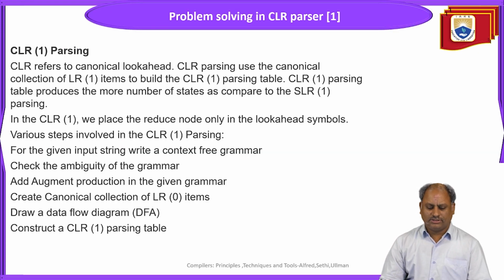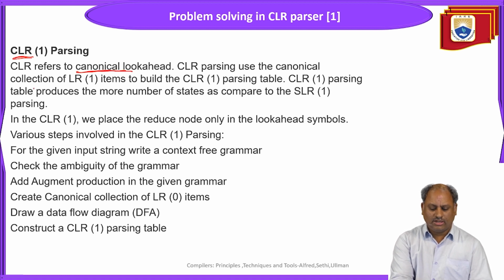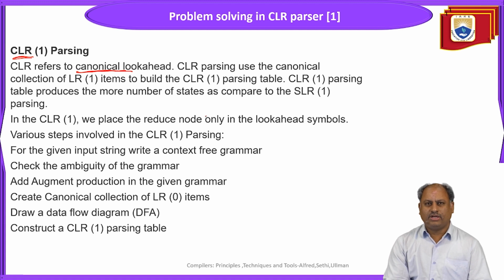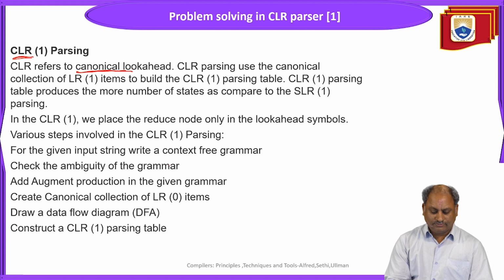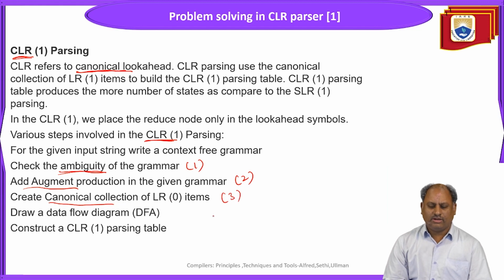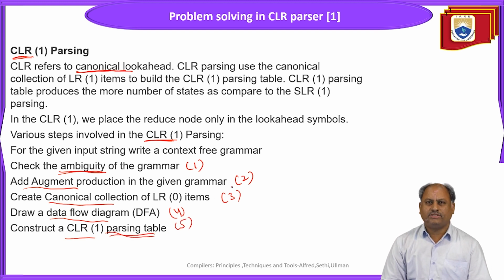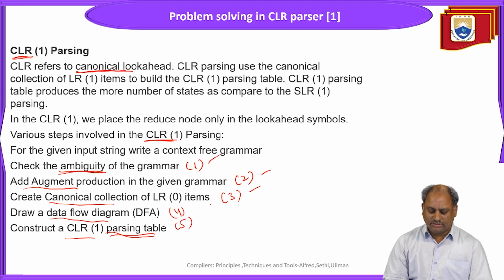So CLR parser is nothing but canonical look ahead parser. C stands for canonical, L stands for left to right, and R stands for rightmost derivation in reverse. In order to implement this CLR parsing, first we have to verify the ambiguity. The second step is to implement the augment production, the third step is to perform the canonical collections, the fourth step is to write the data flow diagram, and in the fifth step we have to write the parsing table. So these are the steps to be implemented.